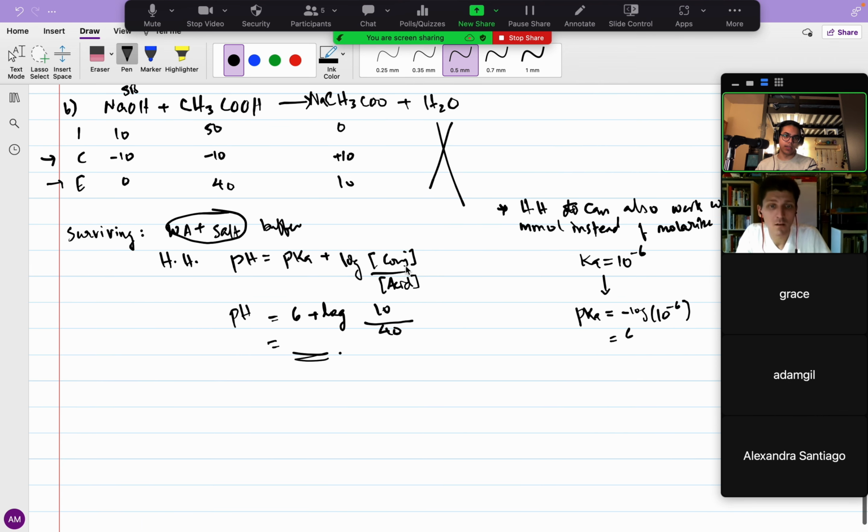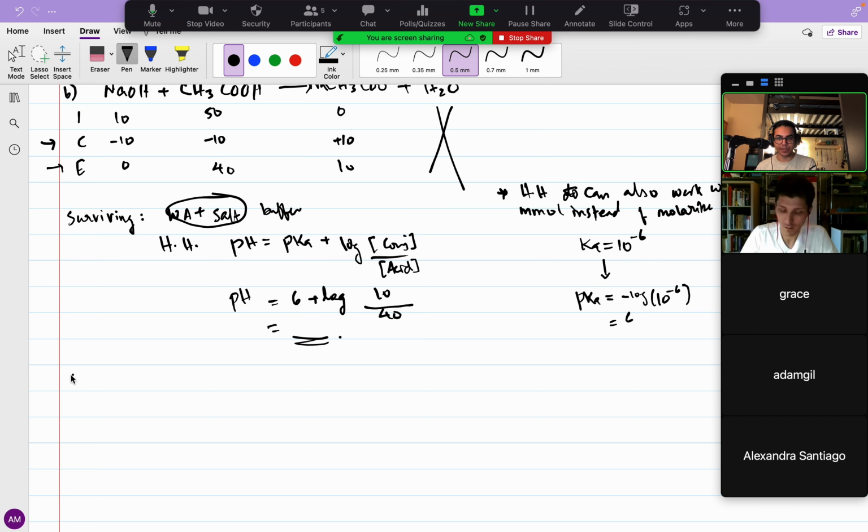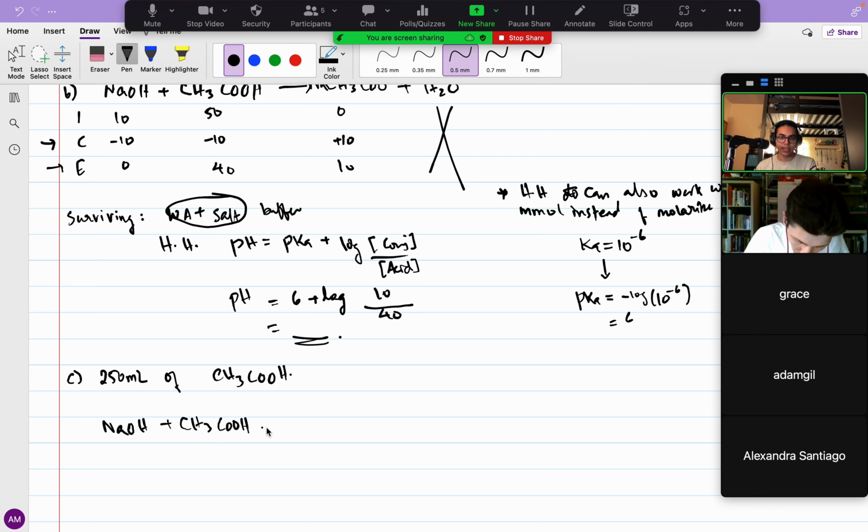All right. Last part. The question says that you have 250 milliliters of CH3COOH, and that's all it tells you. So one last time, I'm going to write down NaOH plus CH3COOH gives NaCH3COO plus H2O, just like before, ICE.